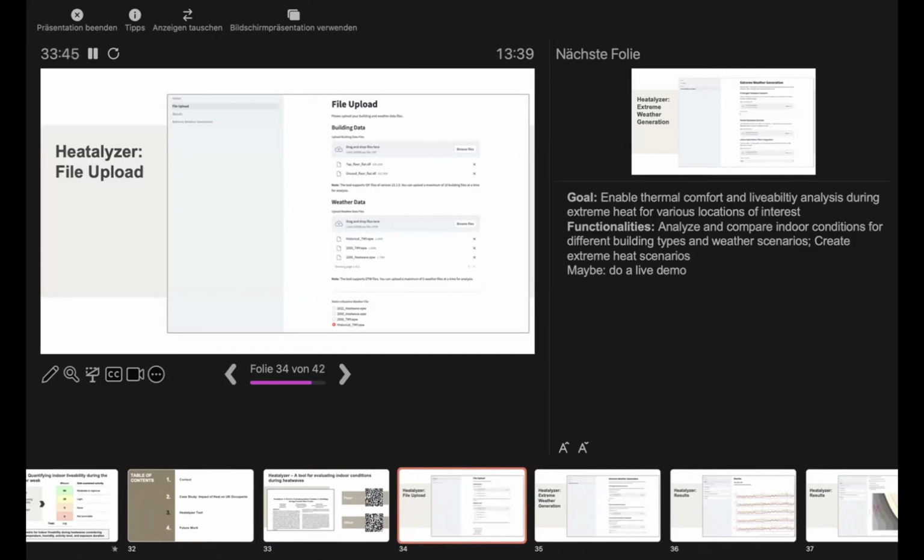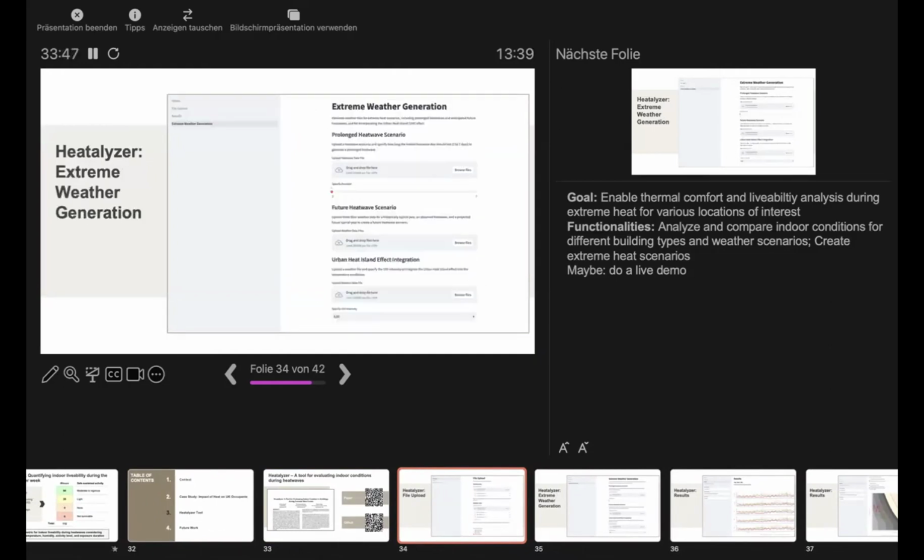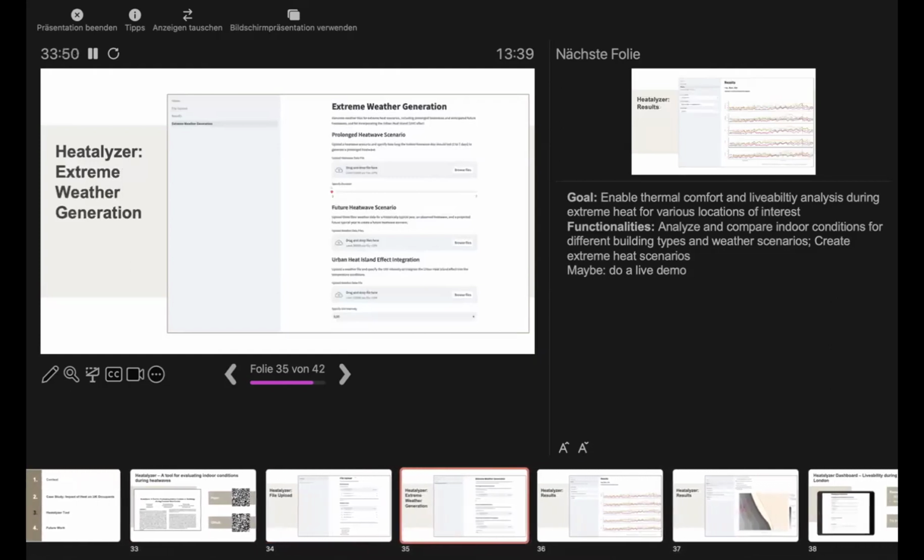The second step, related to the weather data, is that we include functionalities to create the extreme weather data that I talked about. These algorithms that I implemented, I made available so that, for example, for a prolonged heat wave, you can upload your heat wave, select how long you want the heat wave to be extended for, and it generates this for you, and you can download the new weather file.